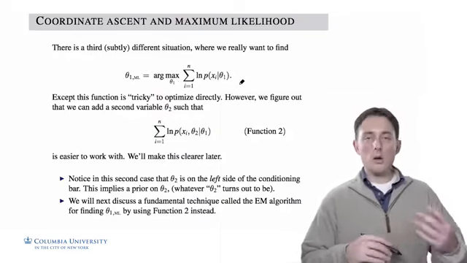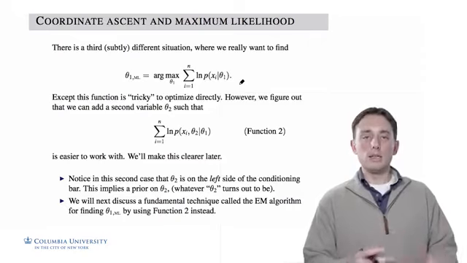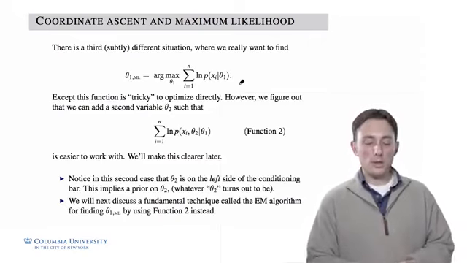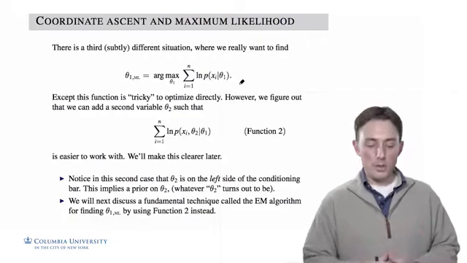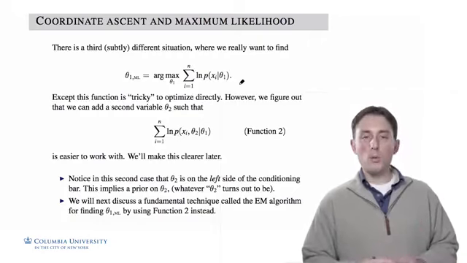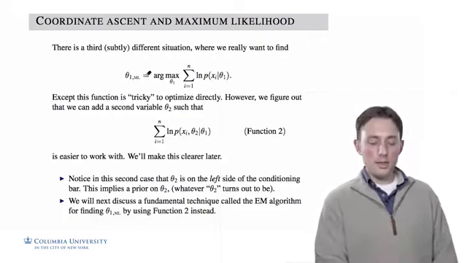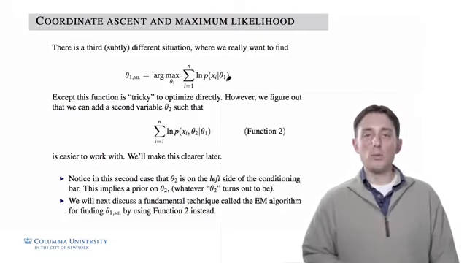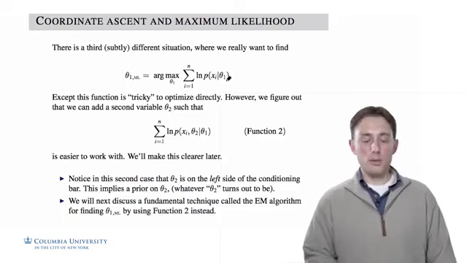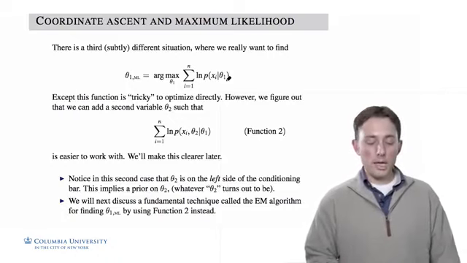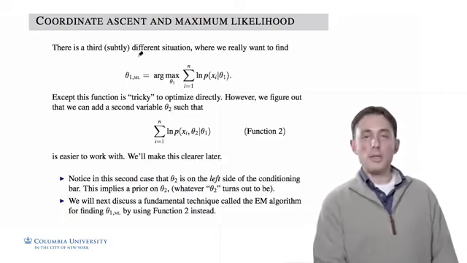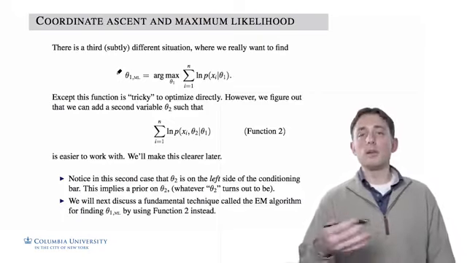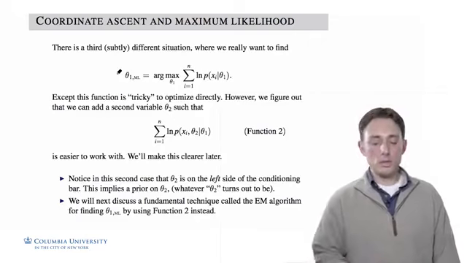Okay, so this is all in the way of setting the stage for the EM algorithm. There's a third, subtly different situation where we might really want to find the maximum of this log likelihood over theta 1, where theta 1 is the only parameter that we have in this function. However, it's for some reason tricky to maximize this. Maybe it involves gradient methods that don't have stable gradients, or for some reason it's tricky.